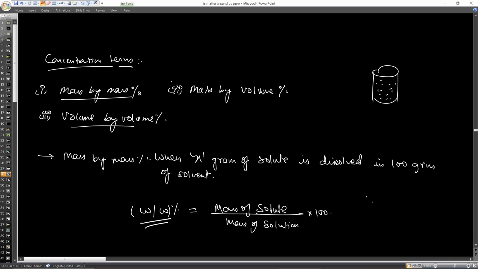The formula is mass of solute divided by mass of solution. W by W, mass by mass, so both are masses here. So we have to use mass of solute upon mass of solution into 100. Note each and everything that is written here on the board.